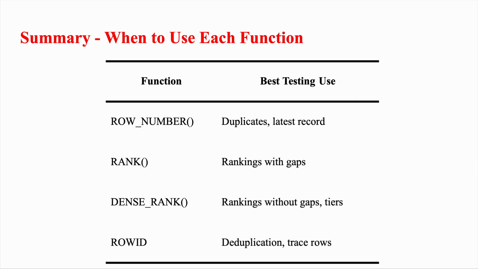Let's summarize. Use row number for finding duplicates and getting the latest records. Use rank for ranking with gaps. Use dense rank for ranking without gaps. Use row ID for deduplication and tracing rows. These are practical real world tools that every tester should know.